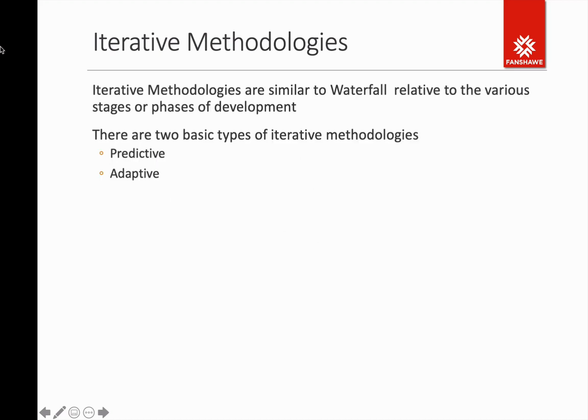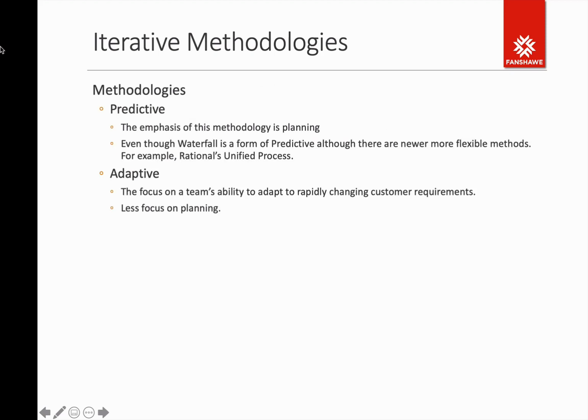When we talk about iterative methodologies, there are actually two basic types: predictive and adaptive. Predictive methodologies focus on still breaking it up into steps, but doing a lot more planning in terms of the process. Even though we break it into small steps, we might create a comprehensive plan to basically cover off the entire project.